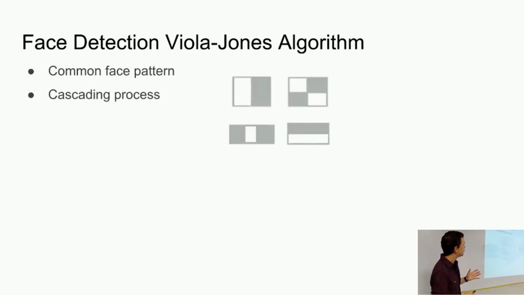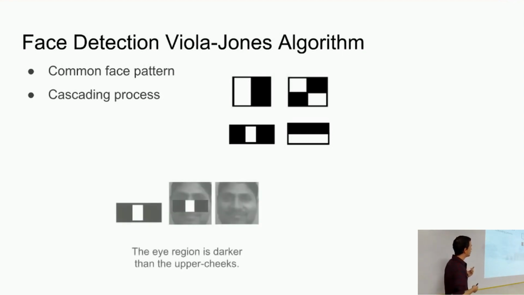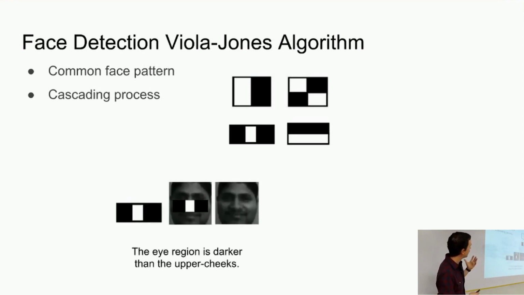So how do they do this? They use four kinds of filters, and they try to position these filters in different areas of the picture in order to detect the face. So how does this work in an example? We take a simple common face pattern, the first one that the Viola-Jones algorithm will look for.